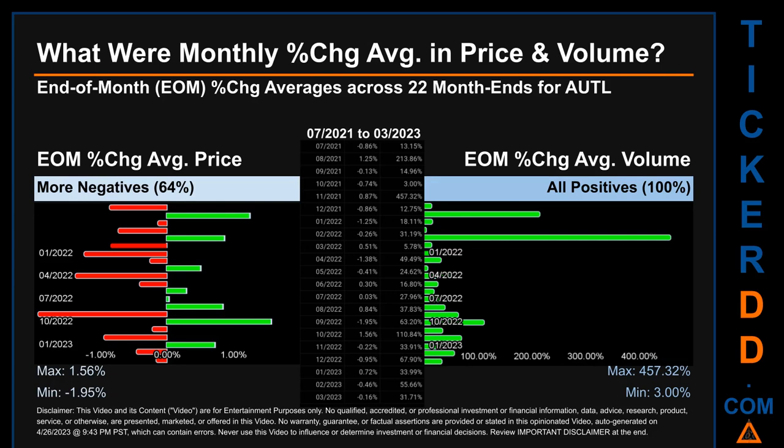Price saw an end-of-month max of 1.56% in average percentage change along with a minimum of -1.95%. For volume, the maximum and the minimum monthly percentage change were respectively 457.32% and 3.00%.